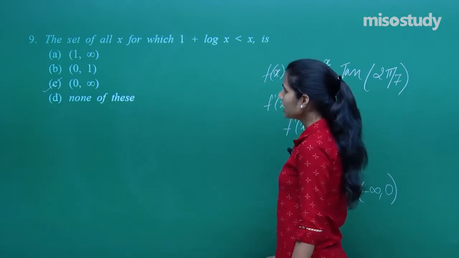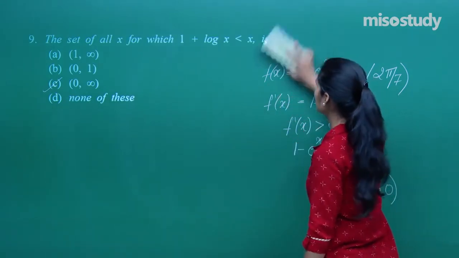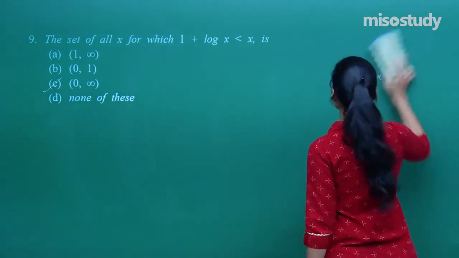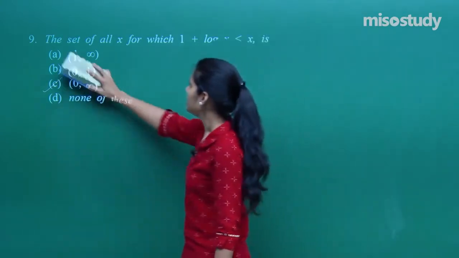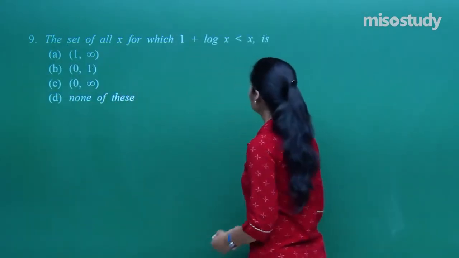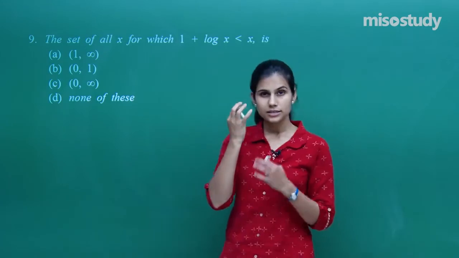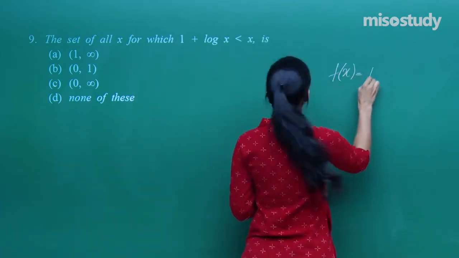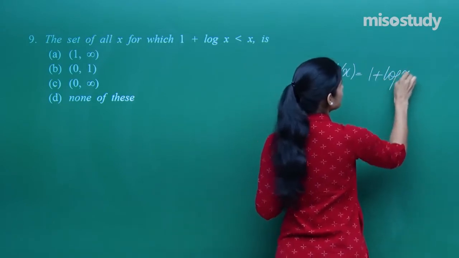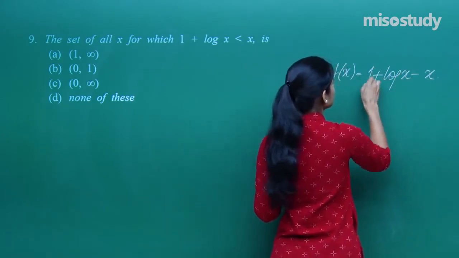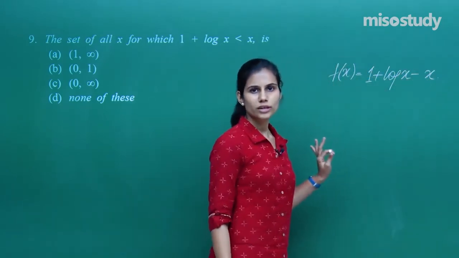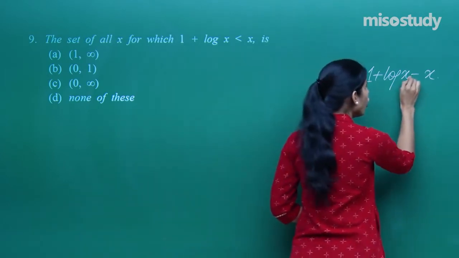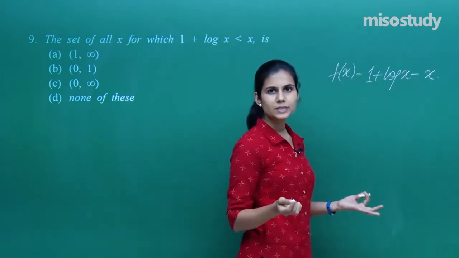Next, what is it that we have? We have the set of all x for which 1 plus log x is less than x. Which set is it? Let's see this. Over here, there will be a smart step that we are going to incorporate. If I say f(x) is 1 plus log x minus x. Now clearly the log function is only and only defined for x positive.